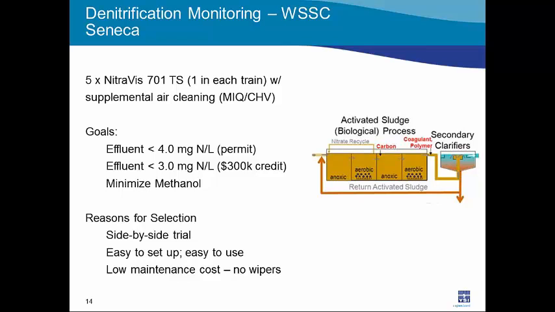Our second example is for denitrification monitoring at the Washington Suburban Sanitary Commission Seneca Wastewater Treatment Plant in suburban Washington, D.C. This is a slightly different configuration, but conforms to the same principles. They have a 4-stage Bardenpho flow. So they have alternating anoxic and aerobic zones.